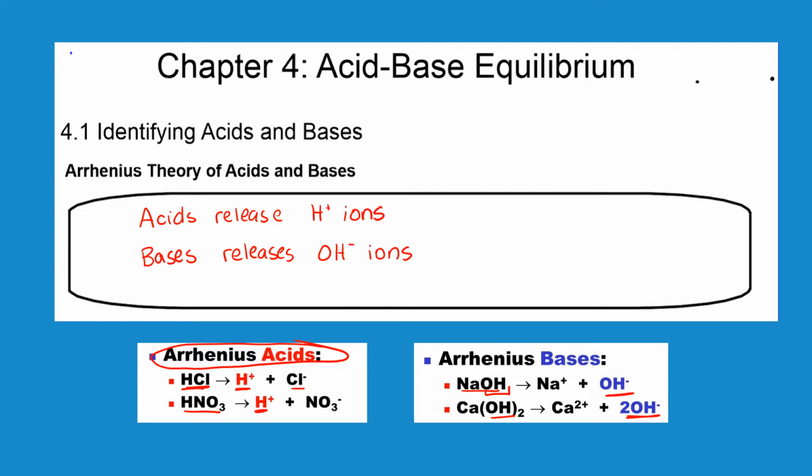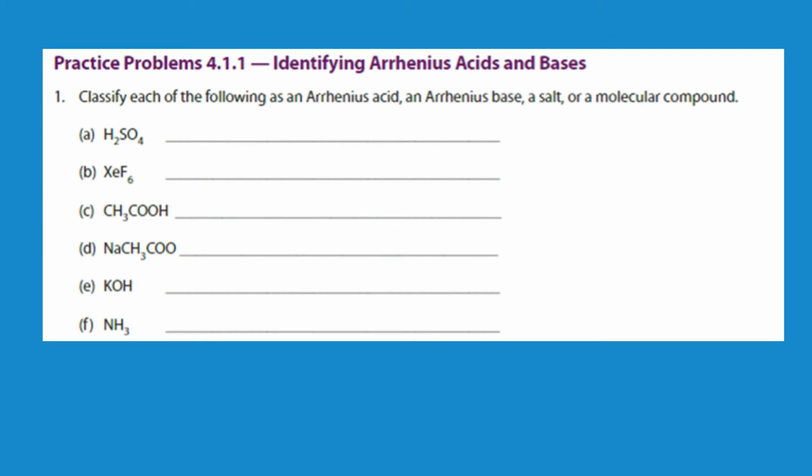Now the Arrhenius theory does a number of really good things. It explains a lot of what happens in solutions. So, some examples of some questions. We can classify the following as an Arrhenius acid, base, salt, or molecular compound. The first one here is sulfuric acid, H2SO4. This breaks down into two hydrogen ions and a sulfate ion, so this is an acid. Xenon hexafluoride has no hydrogen ions, no hydroxide ions. This one is not a salt because it is a covalent compound, so we just call this molecular.